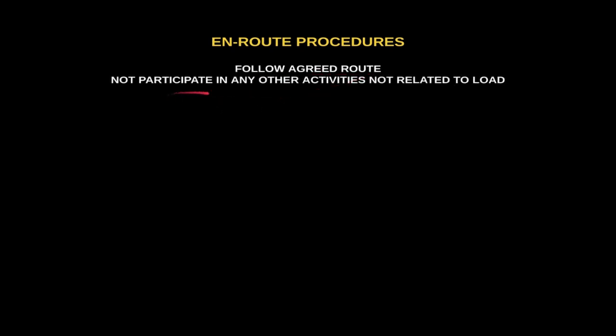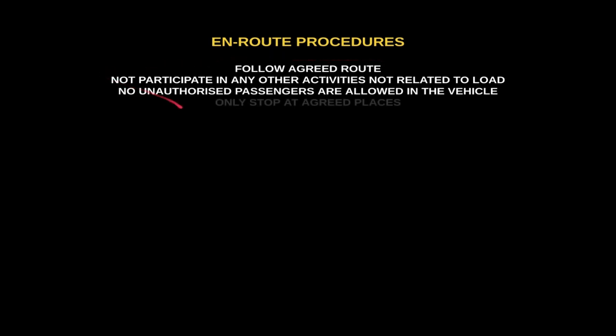Let's look at our en route procedures. You must follow the agreed route. You must not participate in any other activities not related to the load. So it means you cannot stop at a petrol station to buy yourself a Coke or cigarettes. You must not participate in other activities if it is not related to the load. No unauthorized passengers are allowed in the vehicle. So you can't become a taxi while you're transporting dangerous goods because it is convenient for your friends. You're not allowed to pick anyone up.